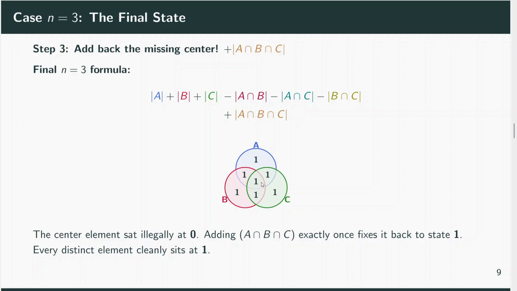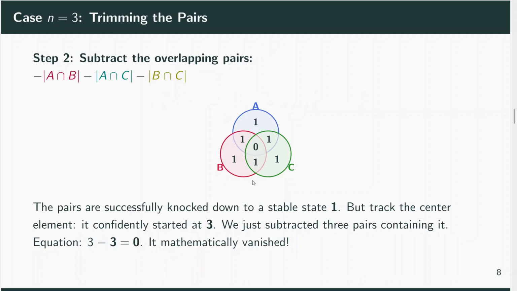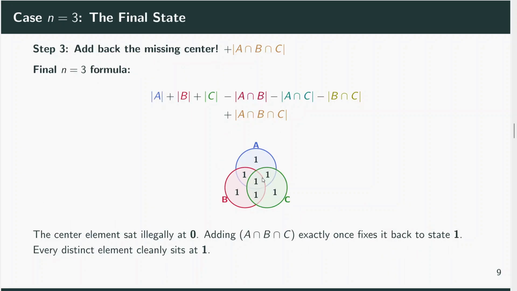Now the center. The center element was sitting at count state 0, completely erased. But the center element lives inside A intersect B intersect C. It is the very element that triple intersection is describing. So when we add the size of A intersect B intersect C, the center element gets added back exactly once. 0 plus 1 equals 1. Count state 1. The center is restored.